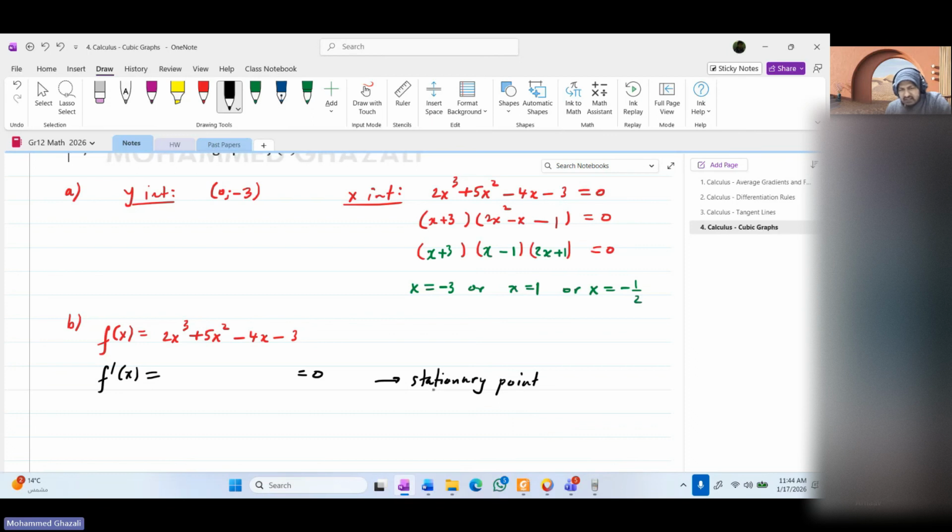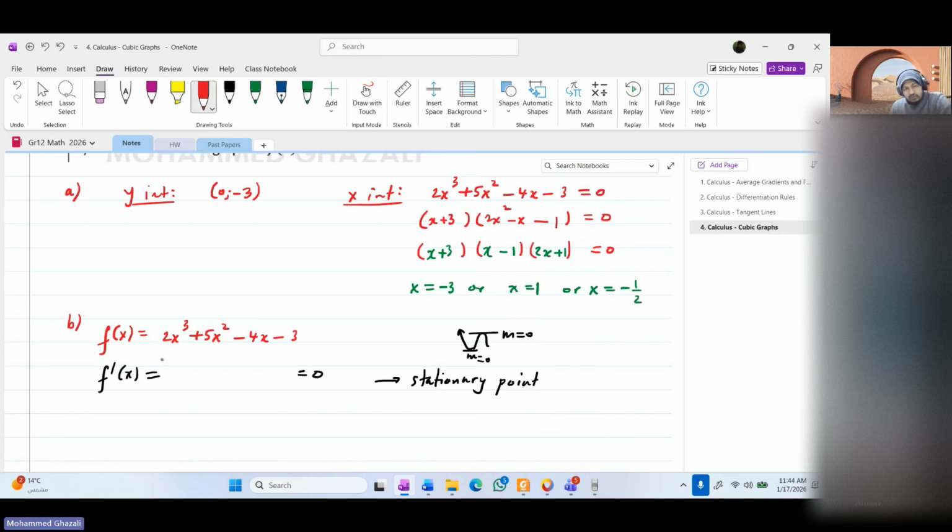And why is the derivative equal to 0 for stationary point? Because the gradient at the stationary point is 0. Gradient of the horizontal line is 0. That's the reason why. Okay. Or you can look at this gradient equal to 0, right? So that's what you find. You're finding the maximum and minimum points here.